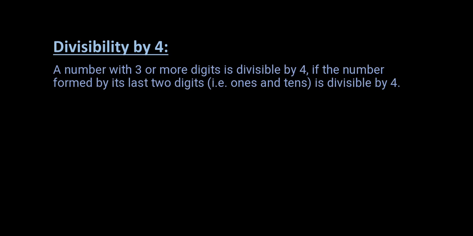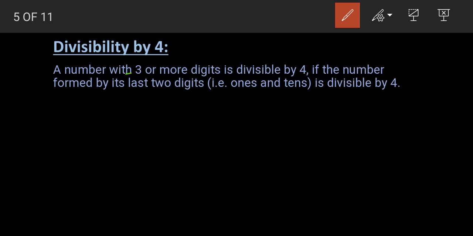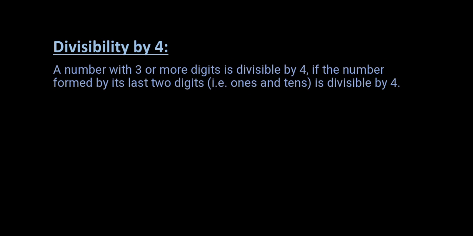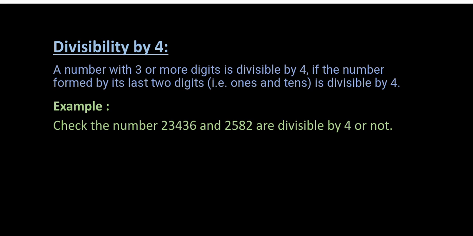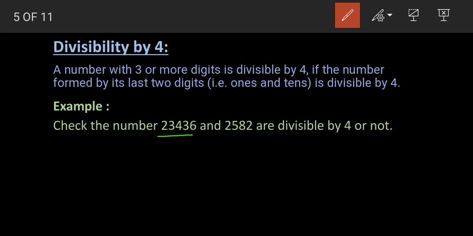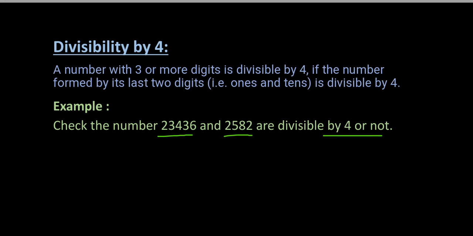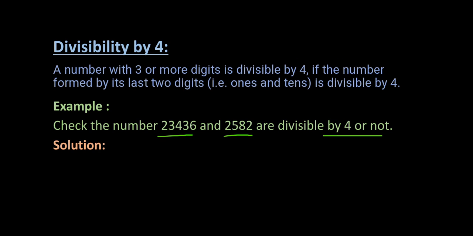Now come to divisibility by 4. A number with 3 or more digits is divisible by 4 if the number formed by its last 2 digits is divisible by 4. You just have to check the last 2 digits of the number, that is the digits in the ones place and tens place. If that is divisible by 4, then the number is divisible by 4. So here is an example. Check whether the numbers 23,436 and 2,582 are divisible by 4 or not.